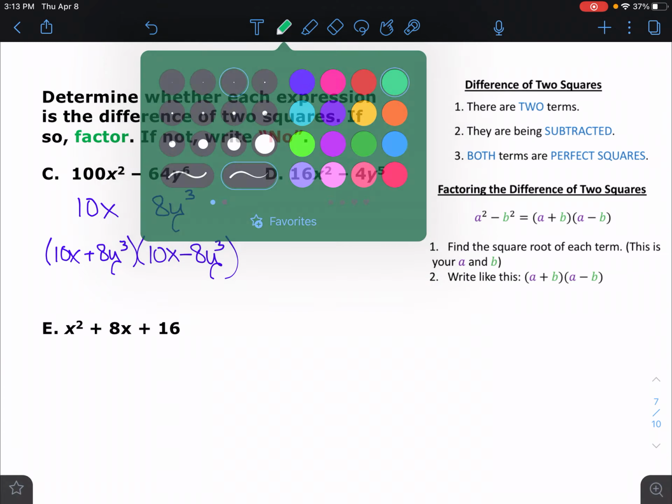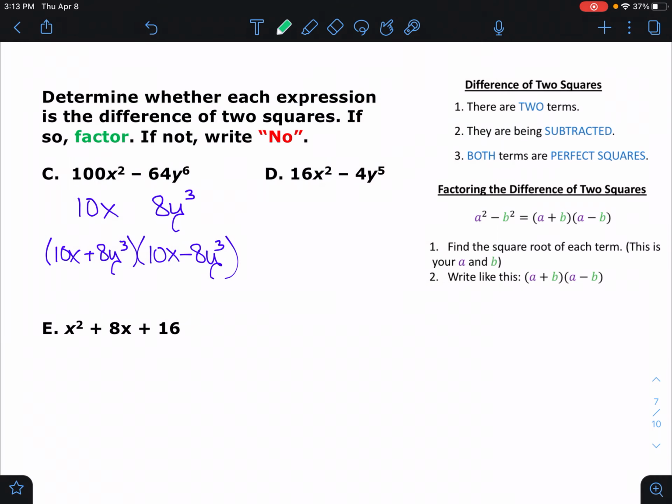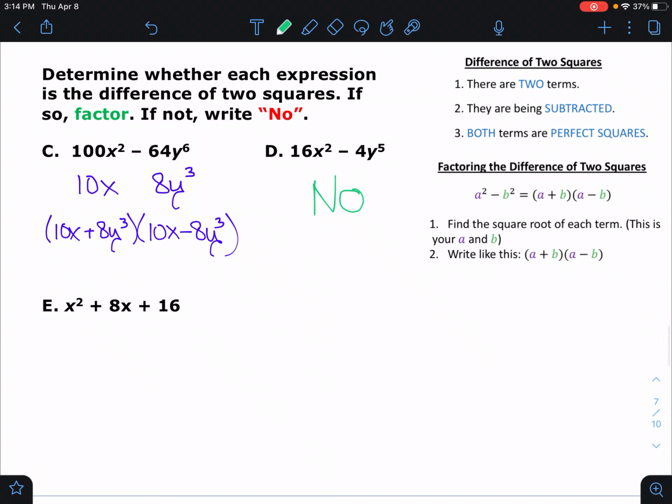All right. Again, are there two terms in part D? 1, 2, yes. Is it being subtracted? Yes. Are they both perfect squares? Well, let's see. 16, yep, that's good. X squared, yep, even exponent. 4, yes. Y to the 5th, is that an even exponent? No, that's odd. So nope, this isn't going to work. So I'm just going to write no. Always go through that checklist first.